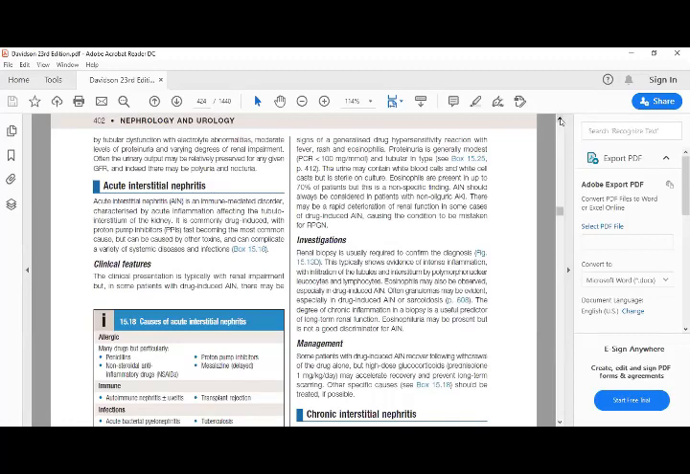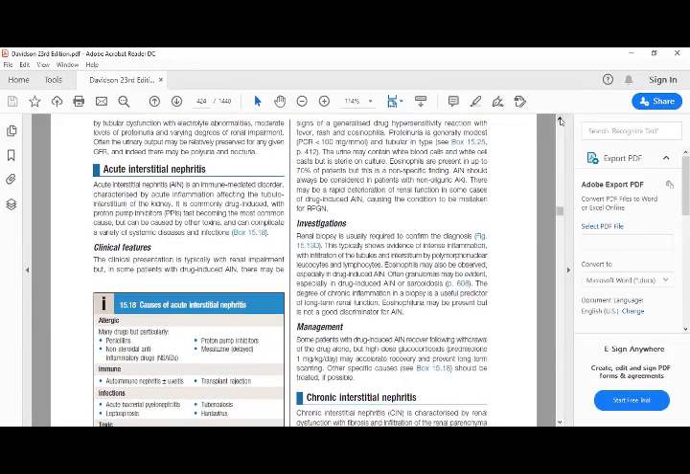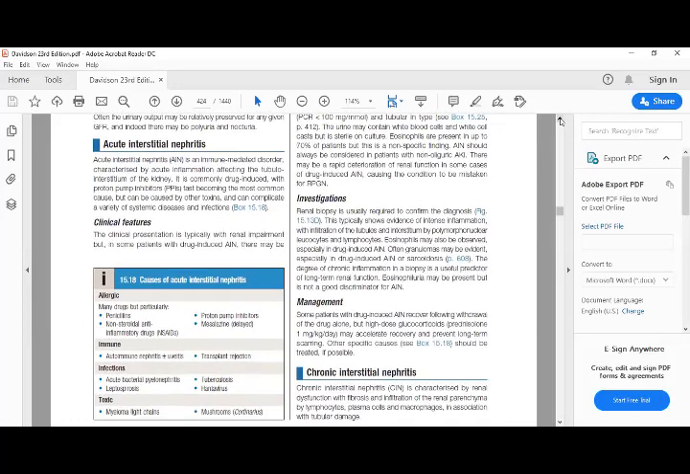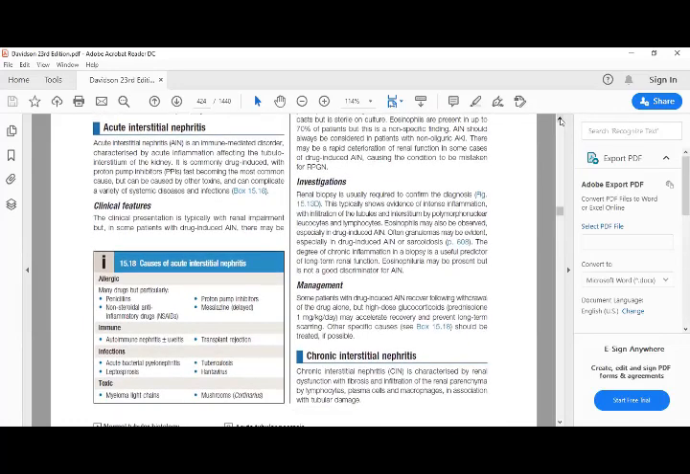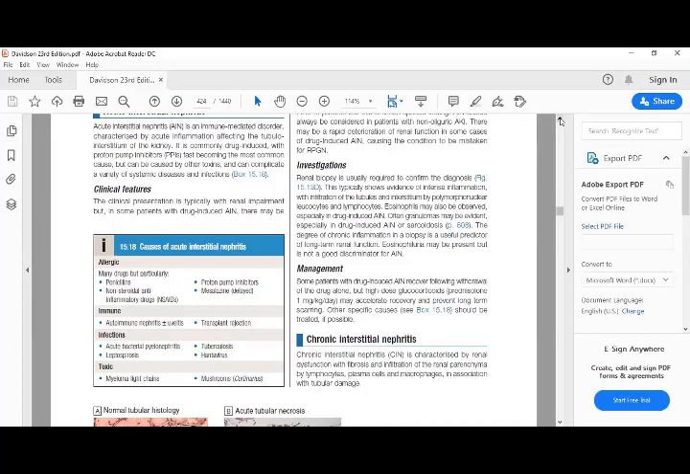Renal biopsy is usually required to confirm the diagnosis. This typically shows evidence of intense inflammation with infiltration of the tubules and interstitium by polymorphonuclear leukocytes and lymphocytes. Eosinophils may be observed, especially in drug-induced acute interstitial nephritis.